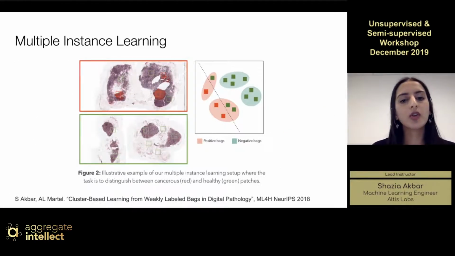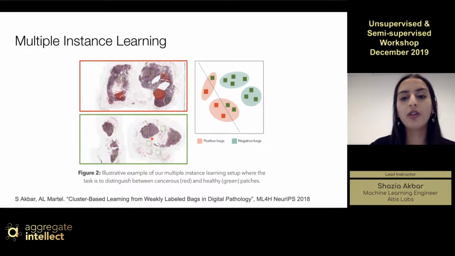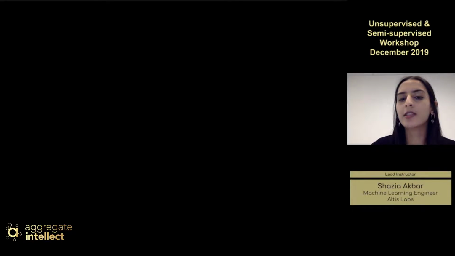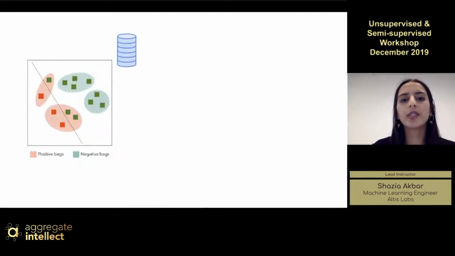So next I want to talk about some work that I worked on myself, based on the task that I showed you earlier, where I wanted to tell whether a particular piece of tissue contained cancer or not. I arranged them into bags by taking patches within each slide and grouping them together, where positive bags may or may not contain negative instances, and negative bags just contain healthy tissue and nothing else.